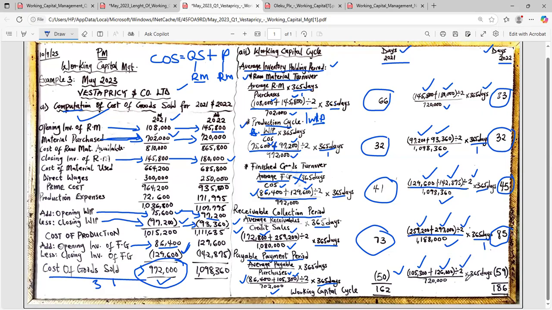Divided by 2 over, what's our purchases? You know, the formula says purchases, 720. Now, look at your purchases here, 720 for 2022. Put it there. Multiply by 365, you get 59 days. Confirmed.